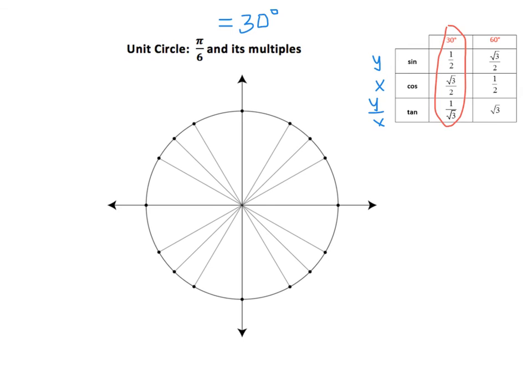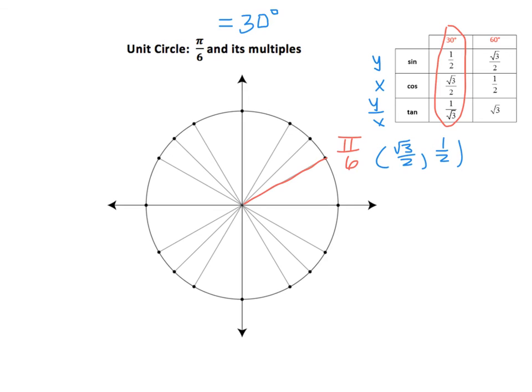So the first angle in the first quadrant is here, and that's just pi over 6. Identifying the point, we can pick that up from the table. Cosine value is going to be the x value, so that's square root 3 over 2. And the y value is going to be the sine value, that's positive 1/2.